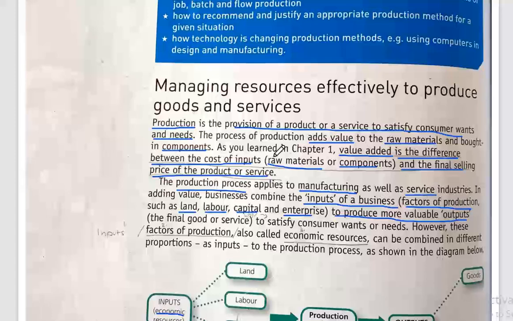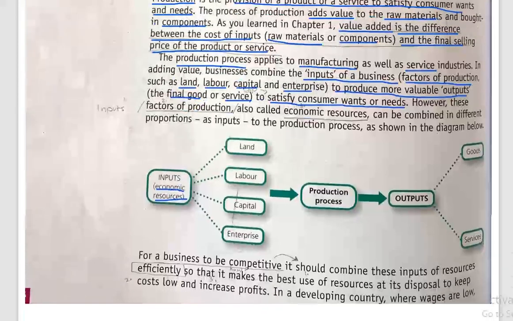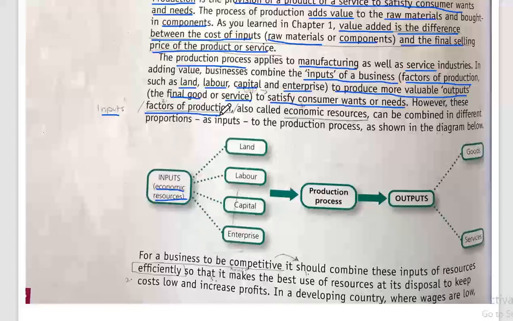So what is an output? The output is the final good or service to be delivered to the customer in order to satisfy his wants and needs. However, these factors of production are also called economic resources. So we can call them inputs, factors of production, and economic resources. They are all the same four factors: land, labor, capital, and enterprise. We must combine them in different proportions as inputs to the production process, as shown in the diagram. So now let's see the diagram.